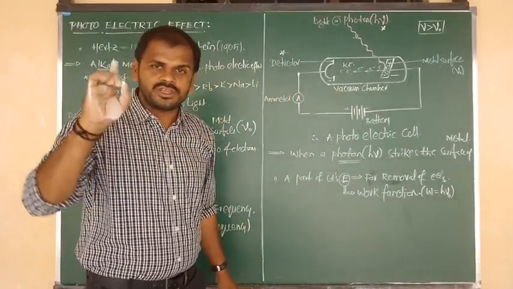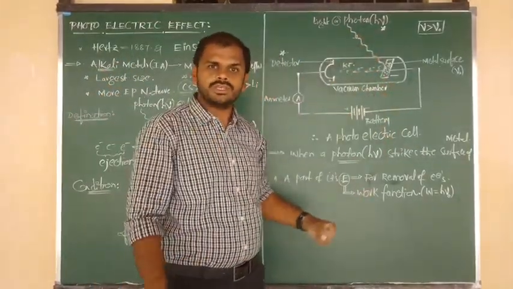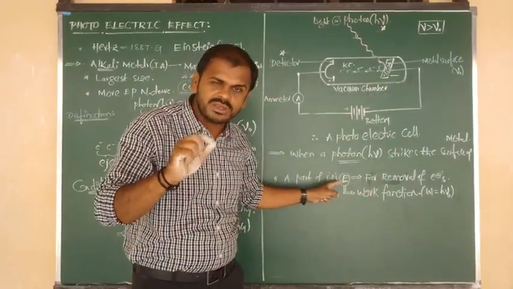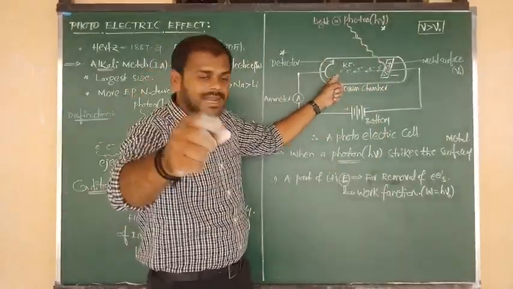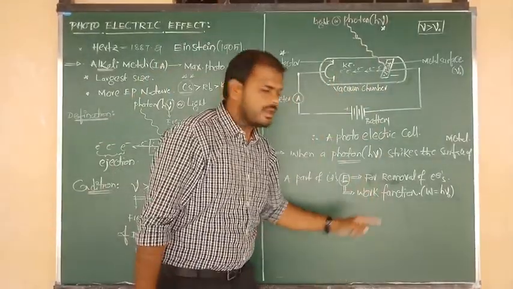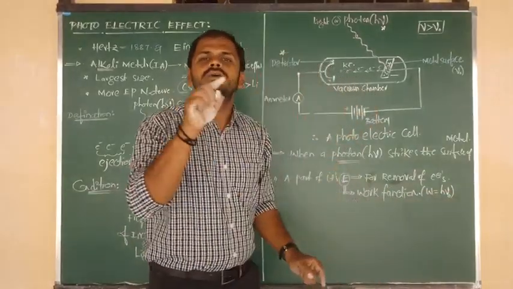W equals to not hν. I hope you understand. hν means total photon energy, but total photon energy we are not using. A part of its energy we are using for the removal of electron. That energy is equal to work function. So W is not equal to hν, W is equal to hν₀.